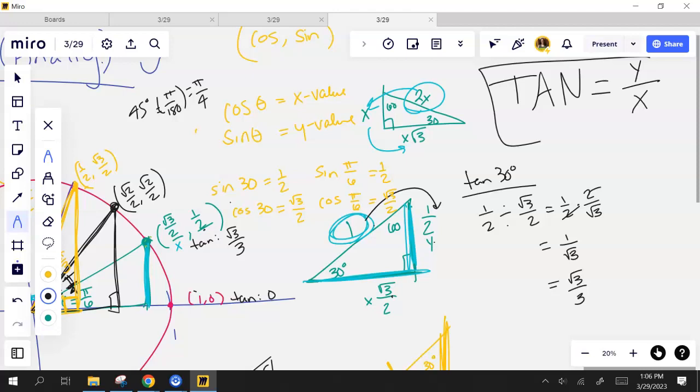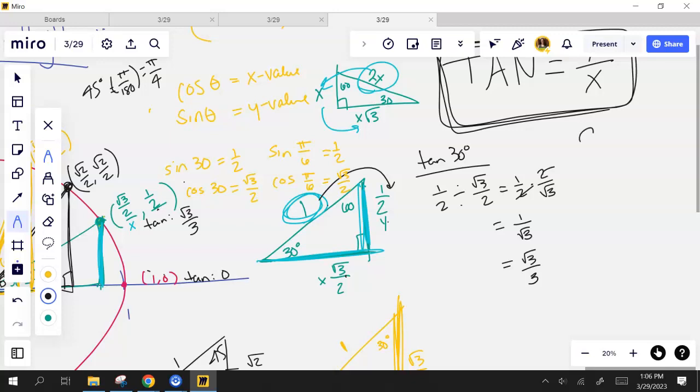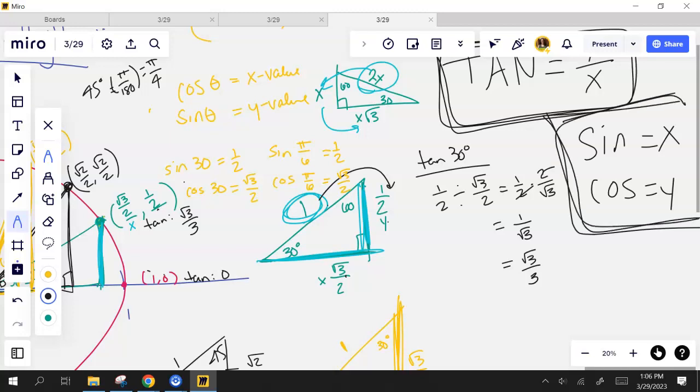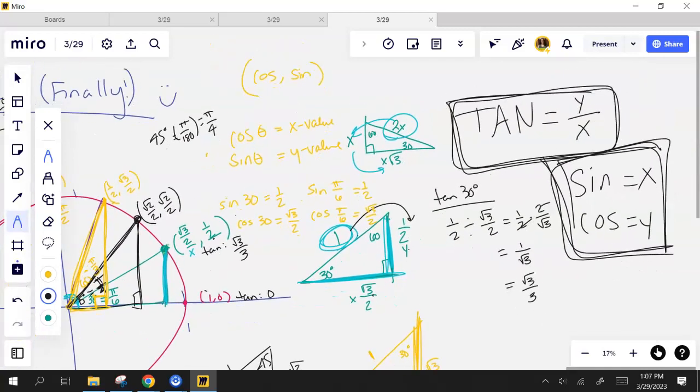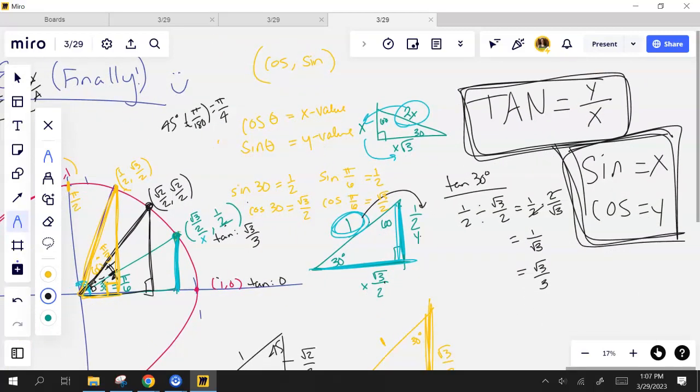There are your very, very important pieces. Find the tangent right now of 45 degrees and pi over 3. Tell me what you get.